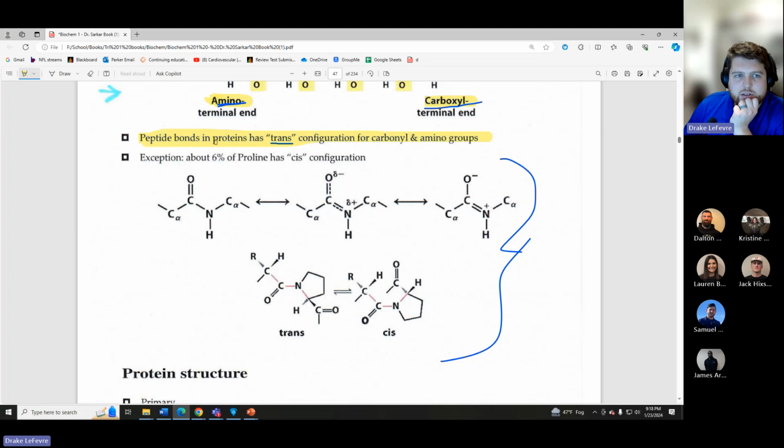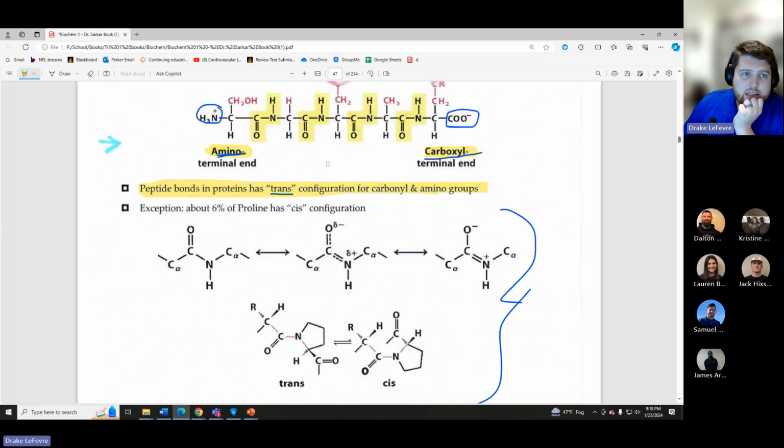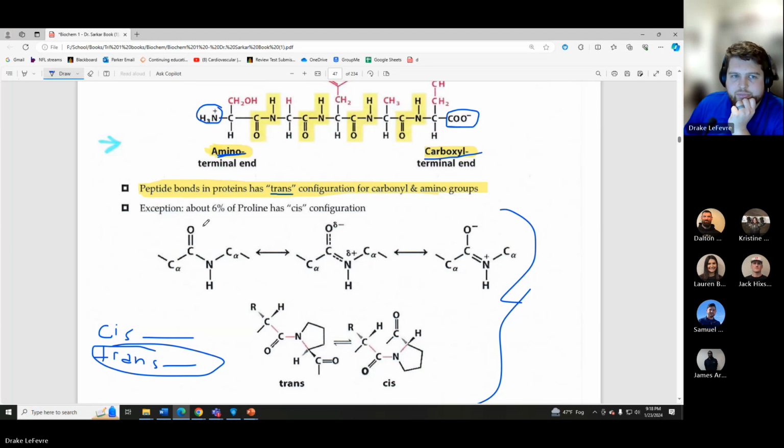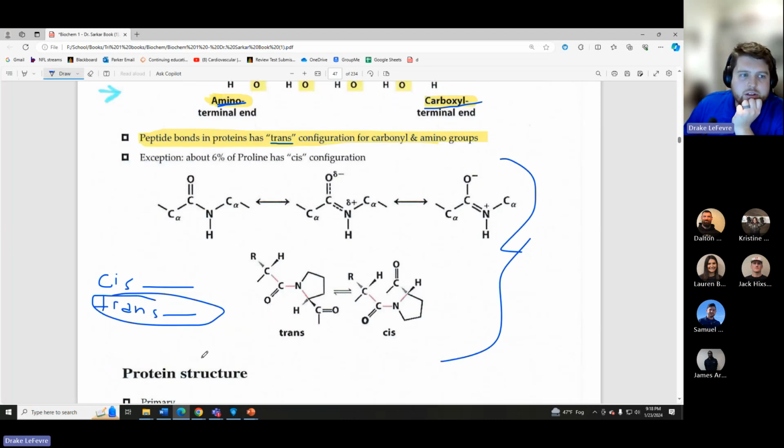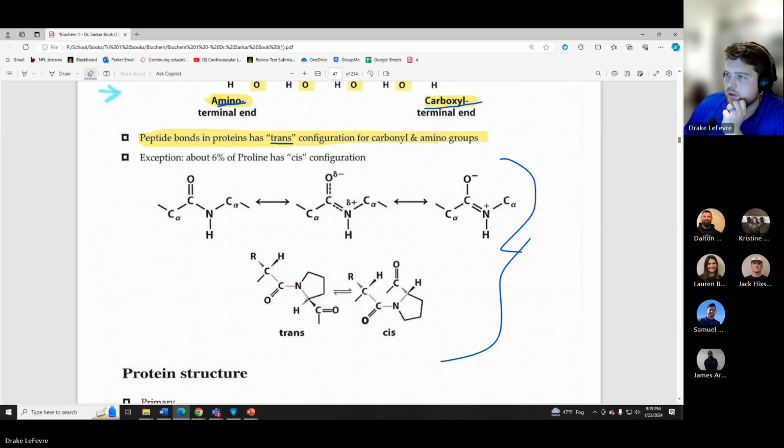So he'll have two peptides, and it says cis or trans, whatever afterwards. Most likely pick trans because it's more common. If you don't know, pick the answer that's more likely. Another trick for his exams: do not overthink questions.